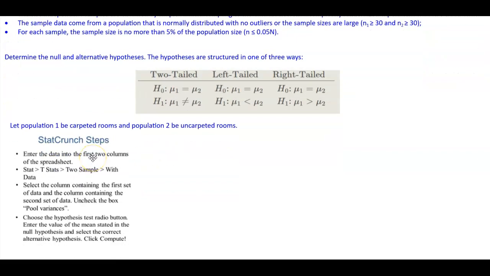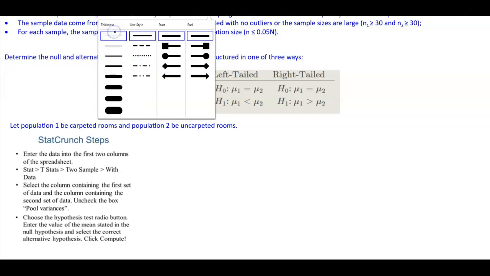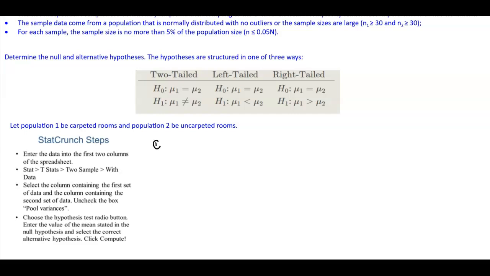Now before we go into StatCrunch, we need to write down what our null and alternative hypotheses are. So we know that the null is going to have the equality. So we know that the null is always going to have population mean 1 equal to population mean 2. And then what we want to do is find the alternative.